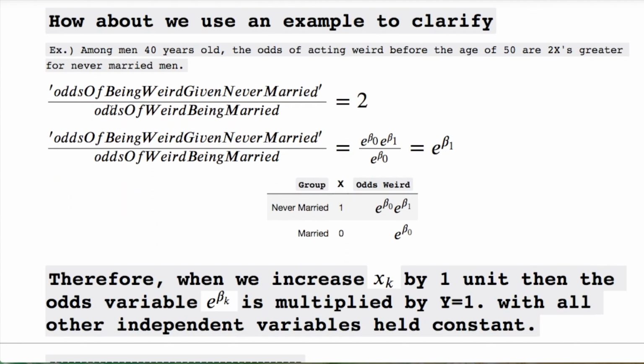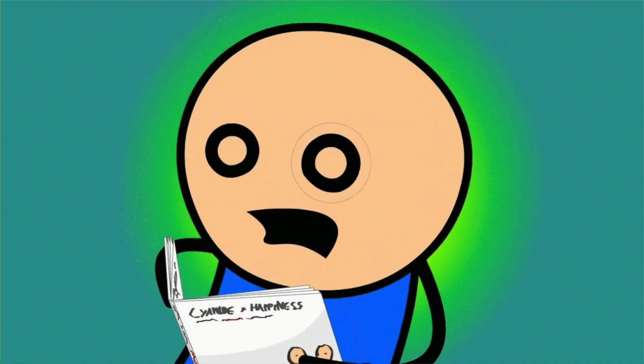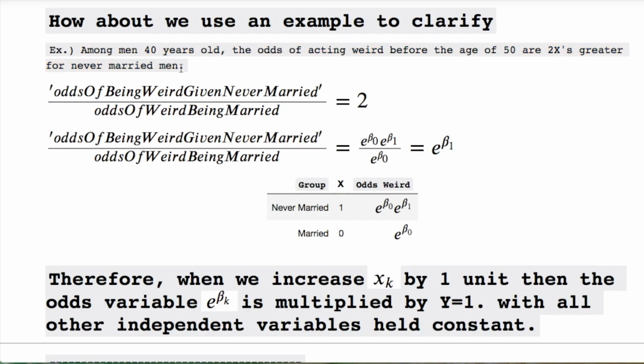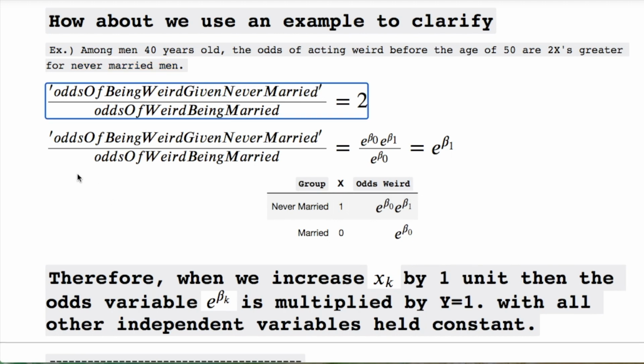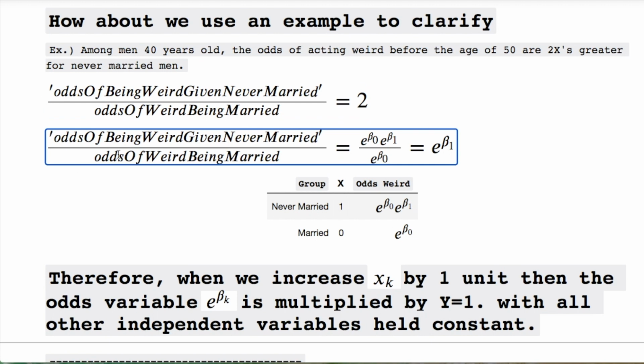Now, how can we clarify this with an example? Let's say that among men 40 years old, the odds of acting weird before the age of 50 are 2 times greater for never married men. This is to be funny, all right? So pay attention. I'm saying never married men. So we would say that the odds of being weird given never married divided by the odds of being weird for someone who is married equals 2. We could say that the odds of being weird given never married over the odds of being weird equals this.